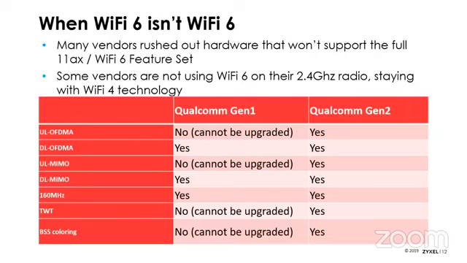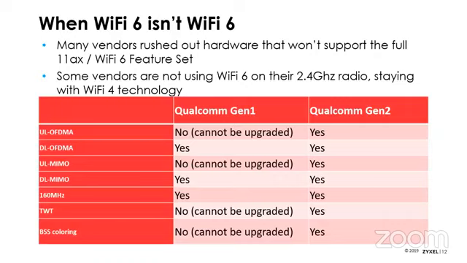The other thing is, one of the biggest Wi-Fi vendors out there is getting ready to launch their Wi-Fi 6 products. They've only put the Wi-Fi 6 technology on their 5 gigahertz radio. Their 2.4 radio is still using Wi-Fi 4 technology as a way of doing cost cutting.